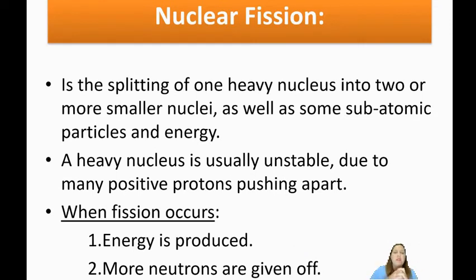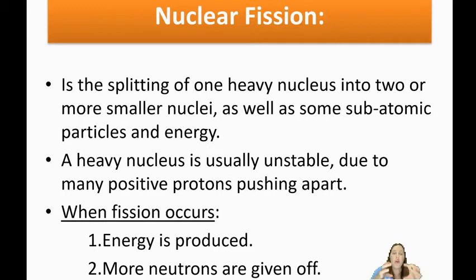Nuclear fission is the splitting of one heavy nucleus into two or more smaller nuclei, as well as some subatomic particles. A heavy nucleus is usually unstable due to many positive protons pushing apart. When fission occurs, energy is going to be produced and more neutrons are going to be given off. The big thing, though, is number one, I want you to understand that you have a lot of energy in this process.